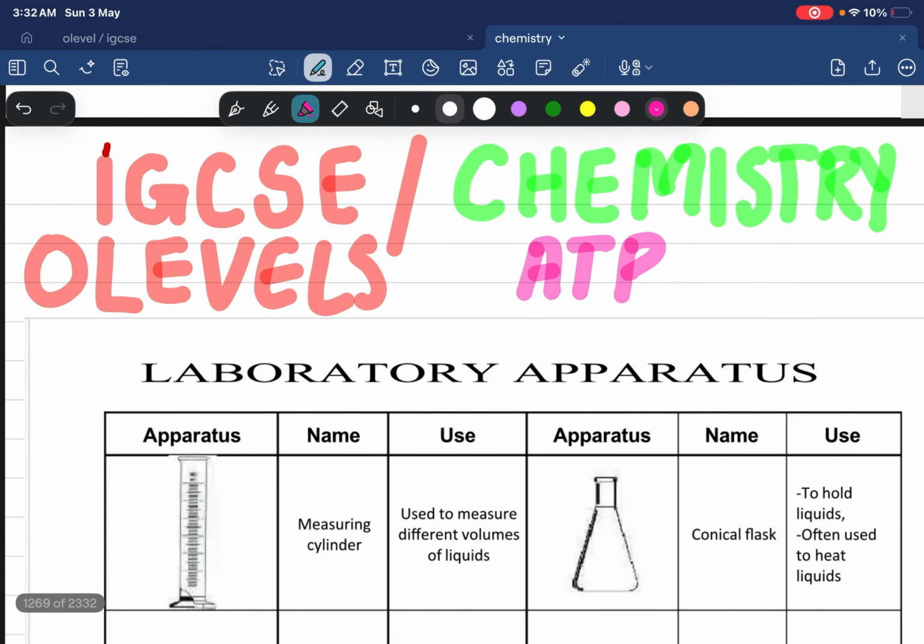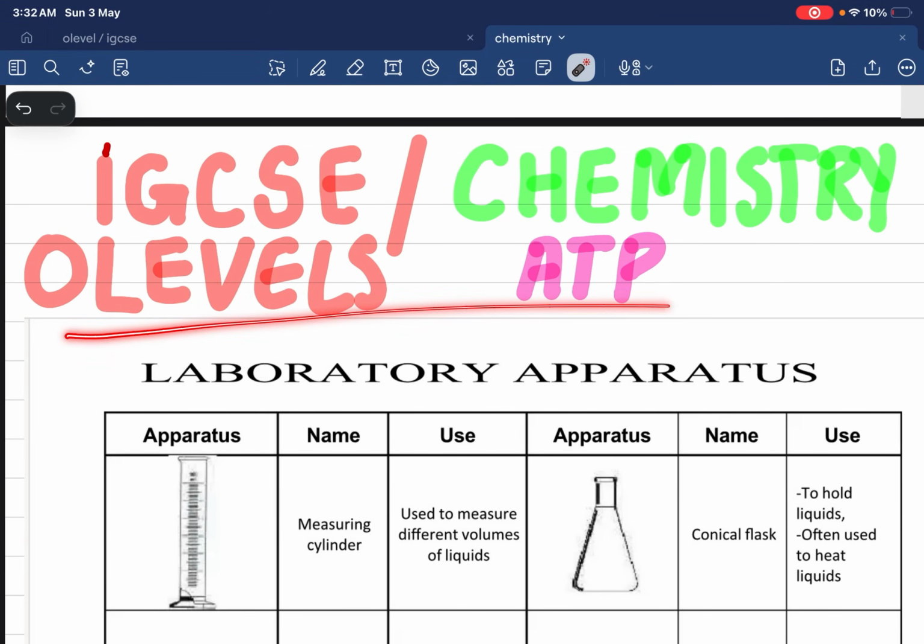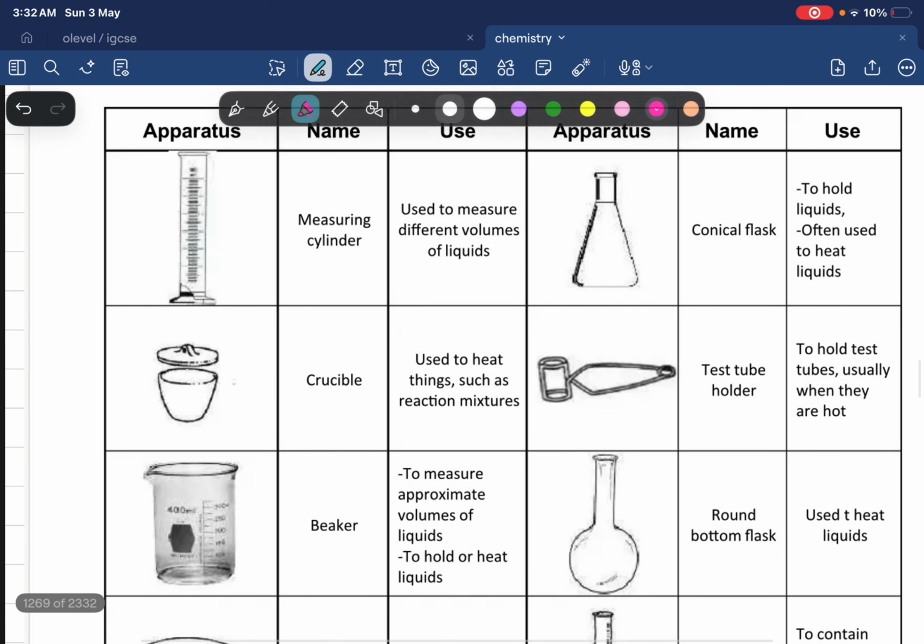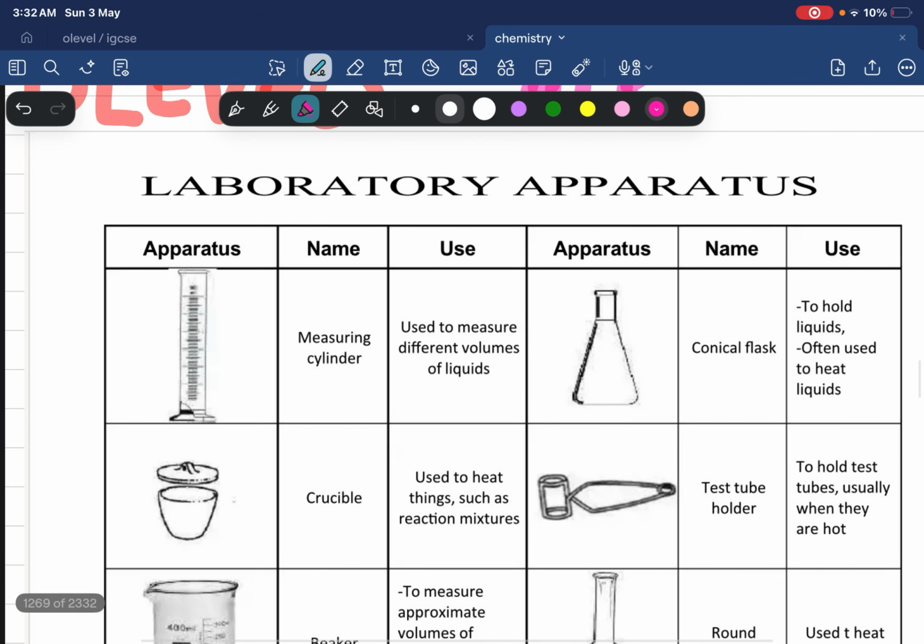We're going to discuss all of O levels in IGCSE chemistry, all the important stuff in just 15 minutes. Firstly, the things that you should know are the common laboratory apparatus that we use in the laboratory and their purpose. First is the measuring cylinder. We use it to measure different volumes of a liquid.